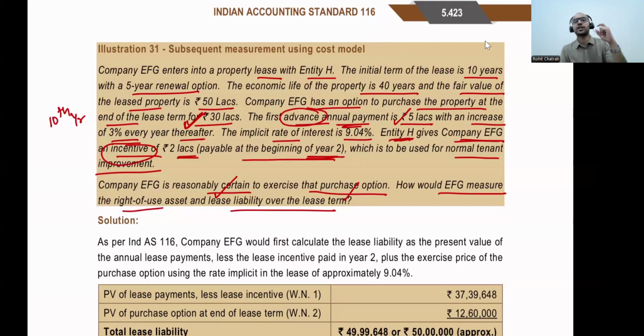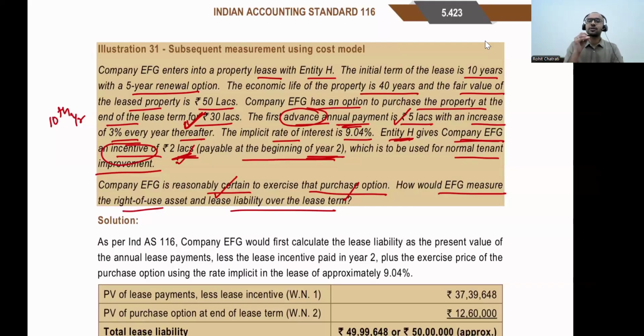All right, any amount that you're expected to pay for purchasing the asset is also supposed to be captured and included in the value of right of use asset and the lease liability. Also, additionally, at the beginning of year two, EFG is actually receiving some money. All right, EFG is actually receiving 2 lakh rupees at the beginning of year two.